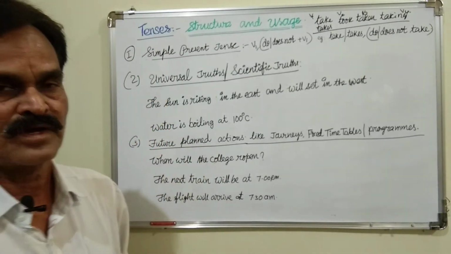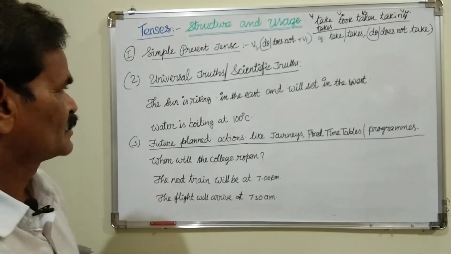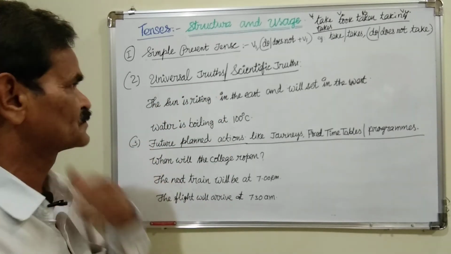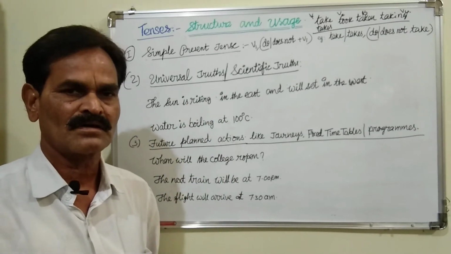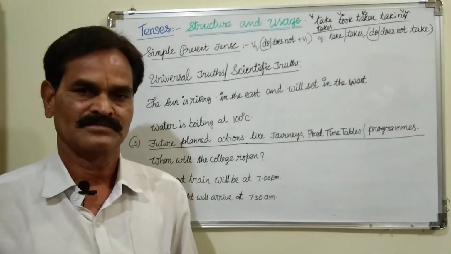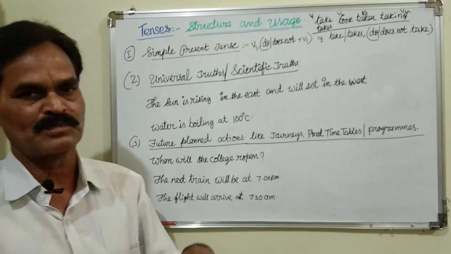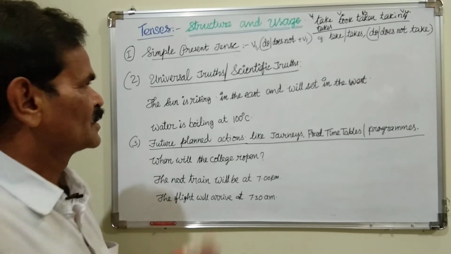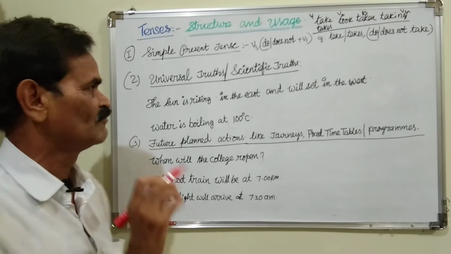The second one where simple present tense is used is universal truths or scientific truths. These are universal truths. That means these are truths forever. Wherever you go, this is the truth only. It cannot be changed, and whenever you speak, these truths cannot become wrong. So these are universal truths, truths everywhere at every time.